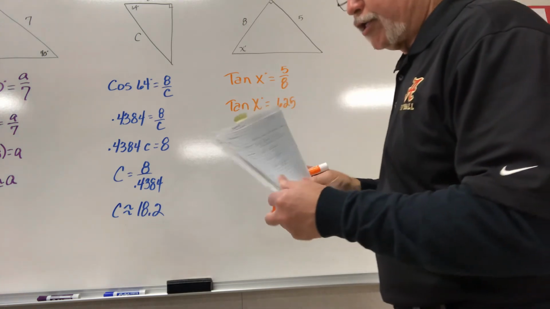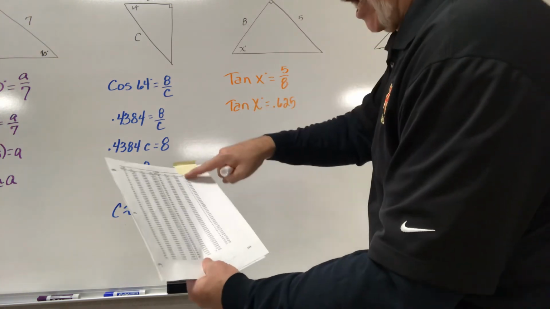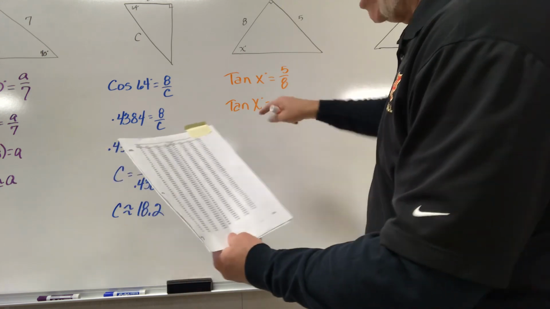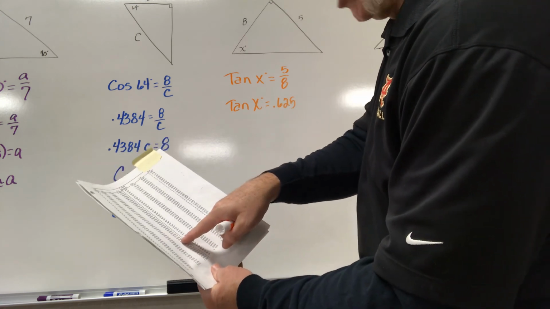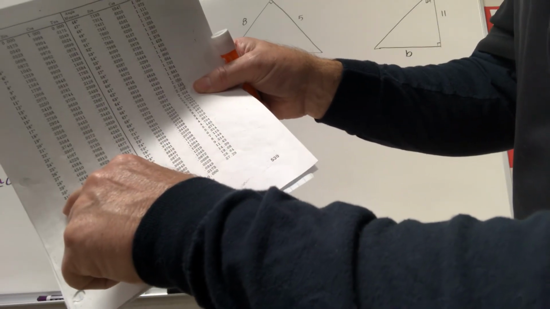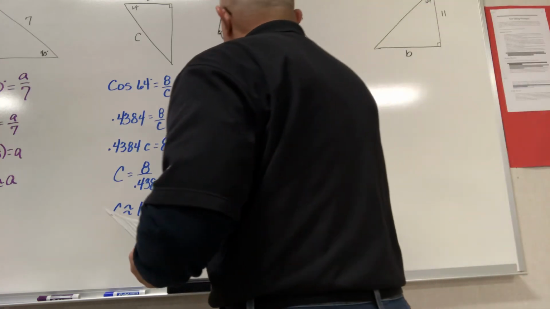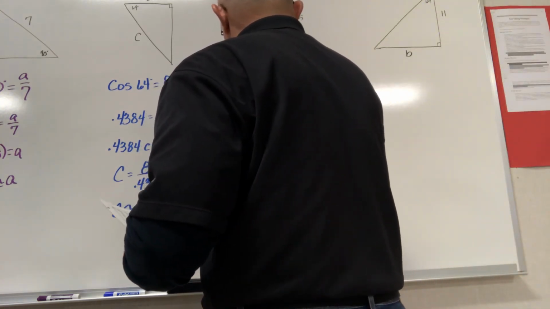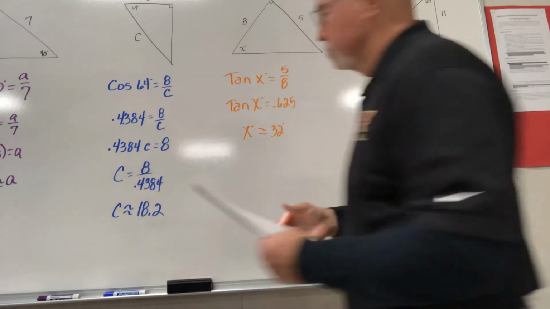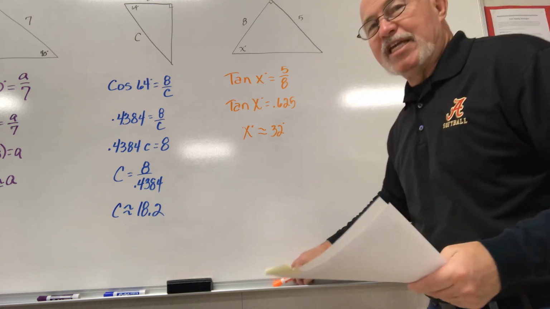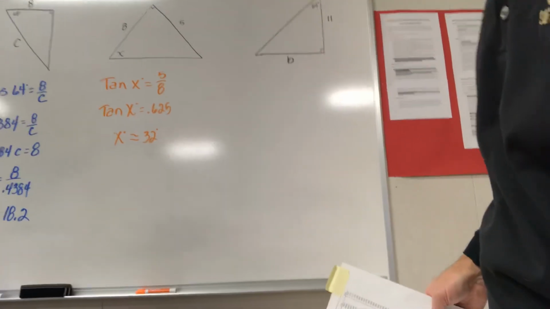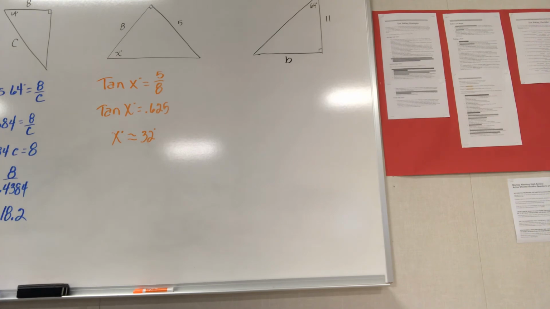Okay, so what we're going to do now, we go down the tangent column until we get to the number that is closest to 0.625. Okay, and it's really close here. I've got 0.6249, which is 32 degrees. X is approximately 32 degrees. Okay? So there's one of each of these. I've got 3 more to go through here. And yes, I know this lecture is a long one, but there's a lot involved in it.